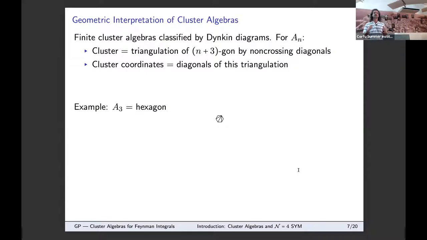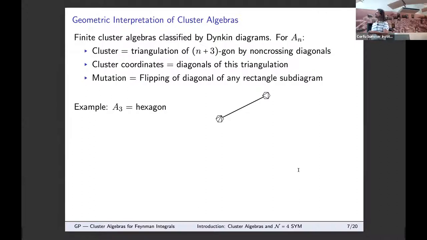When cluster algebras are finite, you can classify them by Dynkin diagrams. So for the A_N case, you can think of a cluster as a particular triangulation of an (N+3)-gon. So A3 is a hexagon. You have a hexagon, and you have a non-crossing triangulation. The chords are splitting it into triangles, and they do not cross. And these chords are themselves the cluster coordinates. And you can figure out that you have different choices of this type. And the mutation in this case is just flipping a diagonal in any rectangle subdiagram.